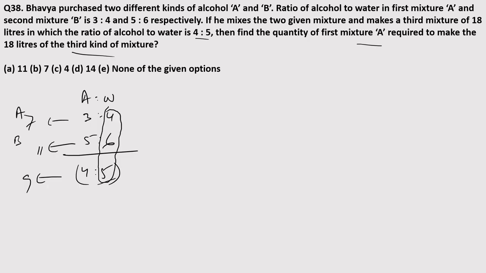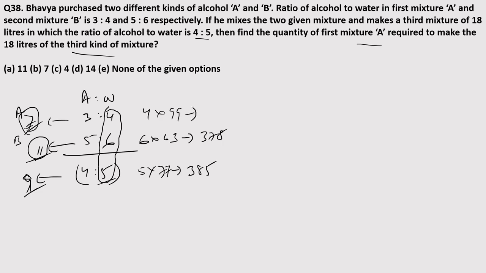So here 9 is already there. I'll multiply with 11 and 7 means 77. So 5 into 77, which is how much? 385. Here 11 is already there. I'll multiply with 7 and 9 means 63. So 6 into 63, this is 378. Here 7 I already have. I'll multiply with 11 and 9 means 99, means 4 into 99, which is coming out to be 396. Now simply subtract this minus this.